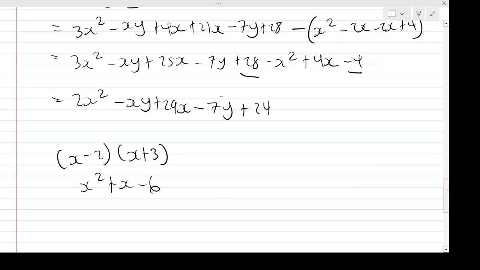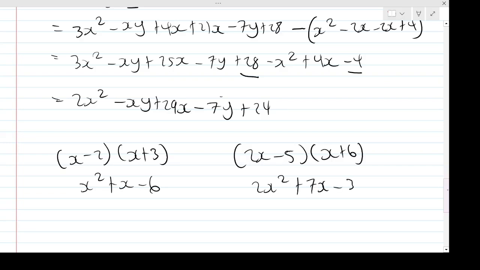And also perhaps more complicated brackets as well. So 2x minus 5, and then x plus 6. Again, it's a bit tricky now because I have a 2x, but it's the same sort of thing. Firstly, 2x times x is simply 2x squared. But then instead of doing 6 minus 5, we're actually doing 2x times 6, which should be 12x minus 5x. Very quickly, 12x minus 5x would be 7x. And then minus 5 times 6 is very quickly minus 30. So you have to be quite quick, right, with expanding brackets of this sort of nature.